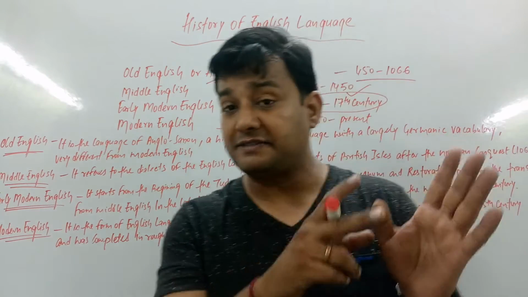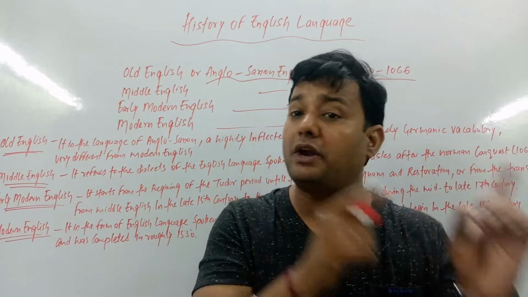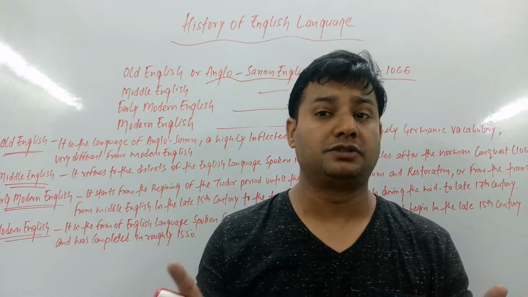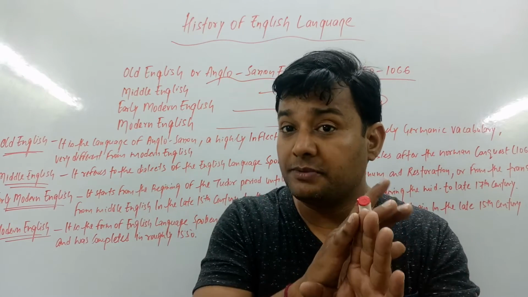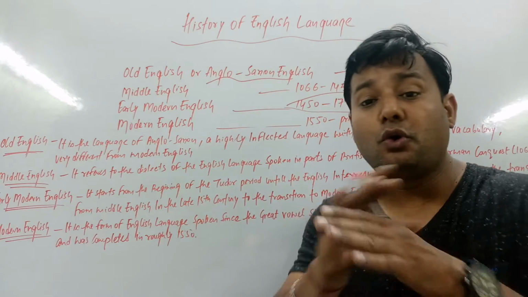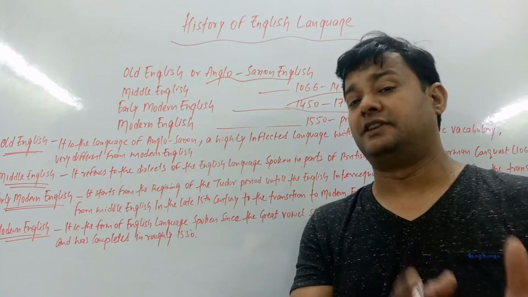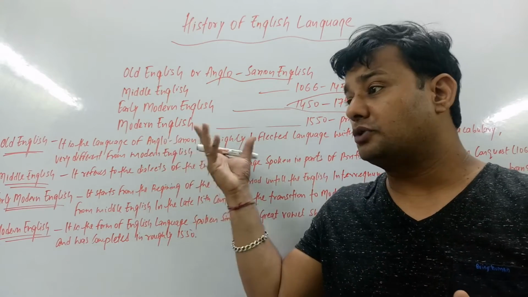ये याद रखेंगे हम, 5th century से 12th century के बीच में फैली, and 85% of the words of Old English are no longer in use. अब वो यूज में नहीं है. The grammar goes on without these words. So it's all about Old English.